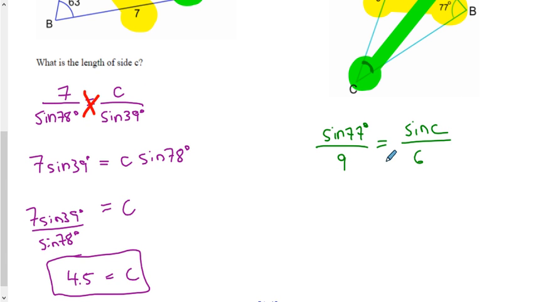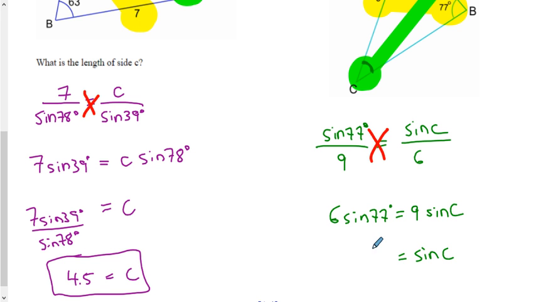Okay, let's do our good old cross multiply and let's see what we're going to end up with. On the left side, I'm going to have 6 times sine of 77. And again, it wouldn't matter if I put that on the left side or the right side, but it's always going to be 6 times sine 77. And the other side is going to be 9 times sine C. How do I get C by itself? Well, it's being multiplied by 9. Let's divide both sides by 9.